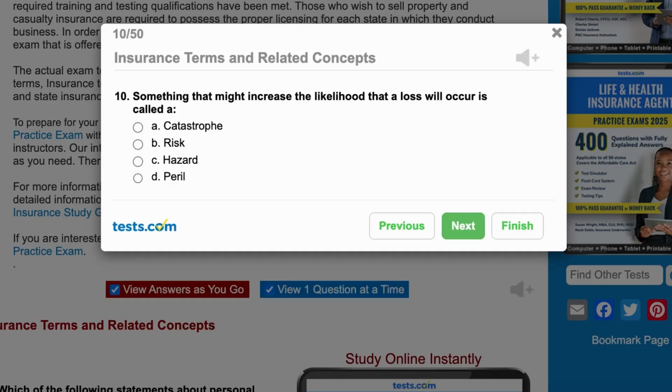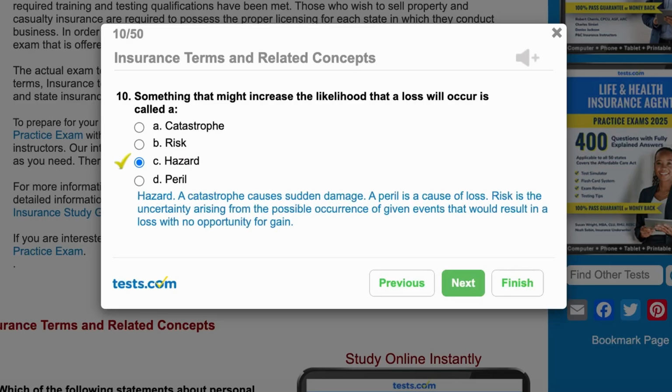Question 10. Something that might increase the likelihood that a loss will occur is called a A. catastrophe, B. risk, C. hazard, D. peril. C. hazard. A catastrophe causes sudden damage. A peril is a cause of loss. Risk is the uncertainty arising from the possible occurrence of given events that would result in a loss with no opportunity for gain.